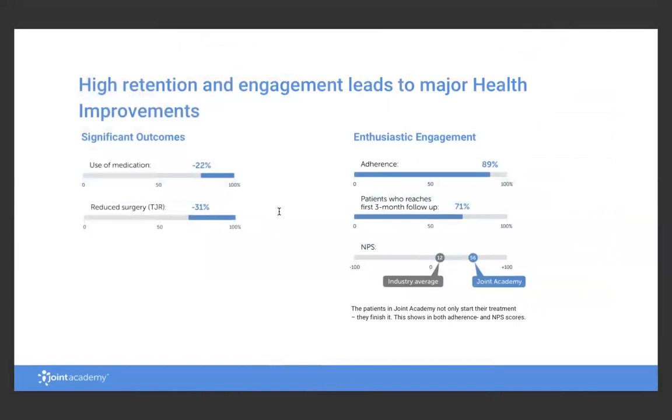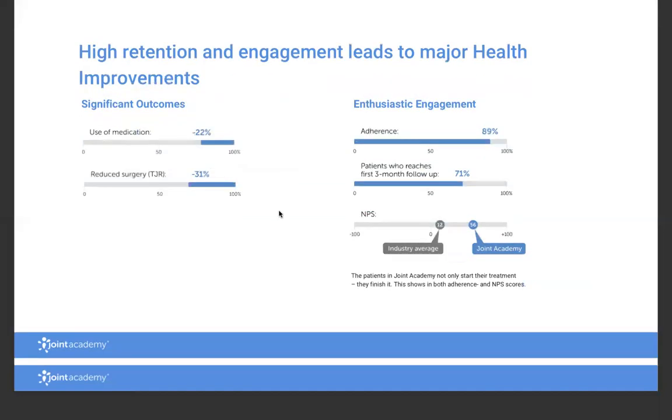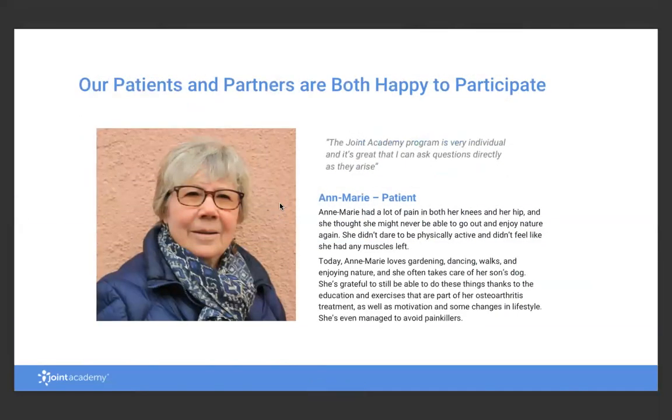So patients were very happy to use this platform. They liked it. So typically you get an NPS score in a clinic of about 12. For the digital program, the NPS scores were about 56. And there's one happy patient in Sweden.